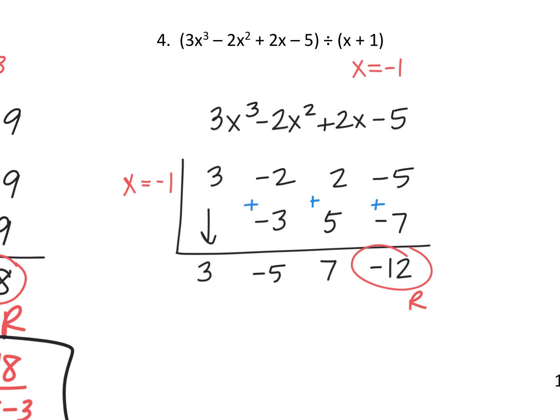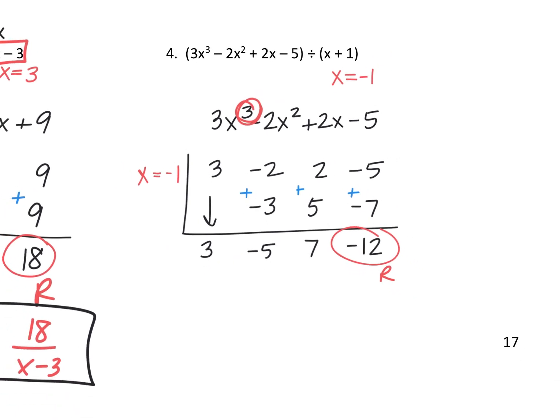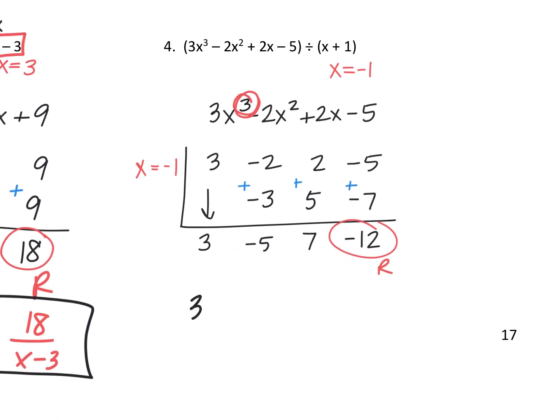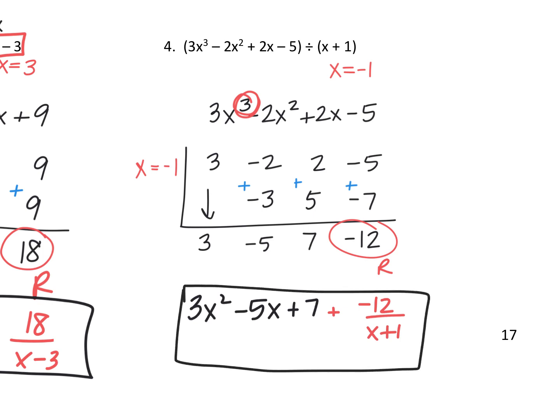Because my degree is 3, my answer should have a degree of 2. It should be 1 less, okay? So I should have 3x squared minus 5x plus 7. And then my remainder of negative 12 goes over my divisor. So negative 12 over x plus 1, and we do want to add that to it, okay? So your answer is still going to be set up the same way as with long division. It's just that how you get there should be hopefully easier, okay?